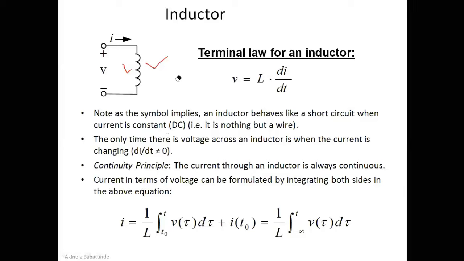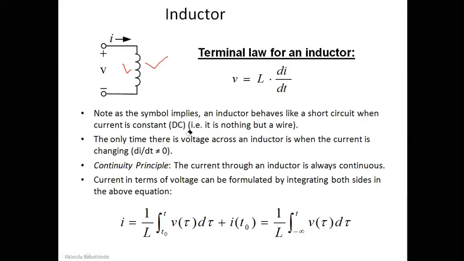Some other important things you should pay attention to here is that the current through an inductor is always continuous, so the current cannot be constant. If the current is constant, then there will not be a voltage across the inductor. So the current has to be changing continuously. This is very important. There has to be a continuous flow. And an inductor behaves like a short circuit when current is constant.